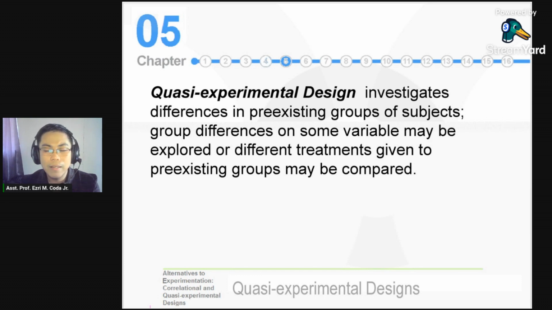So ibig sabihin, may IV siya, may DV siya, may condition siya, may treatment siya, pero walang manipulation. Ino-observe lang yung changes, ino-observe lang yung responses, ino-observe lang yung mga pre-existing variables na nasa groups or pre-existing groups of subjects na din. So yan yung quasi, para siyang experiment kaso walang manipulation, ino-observe lang.